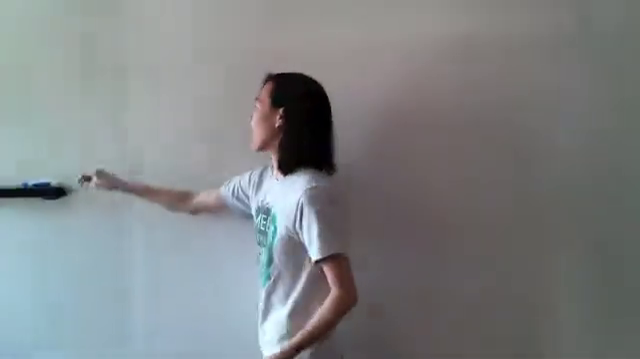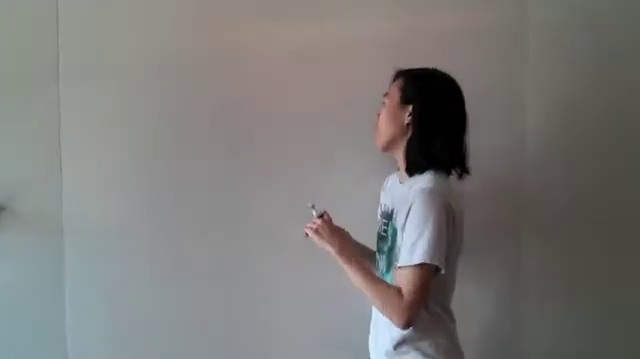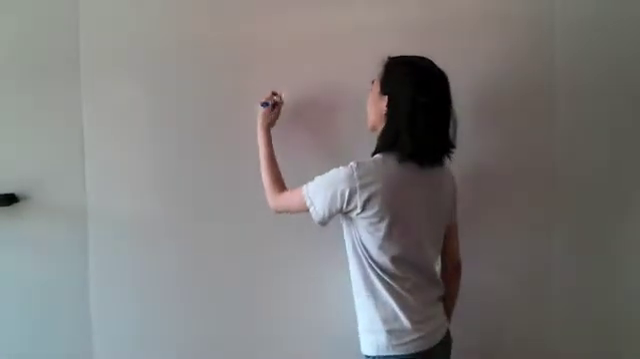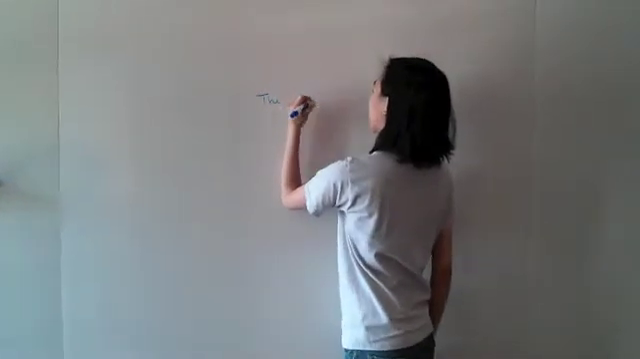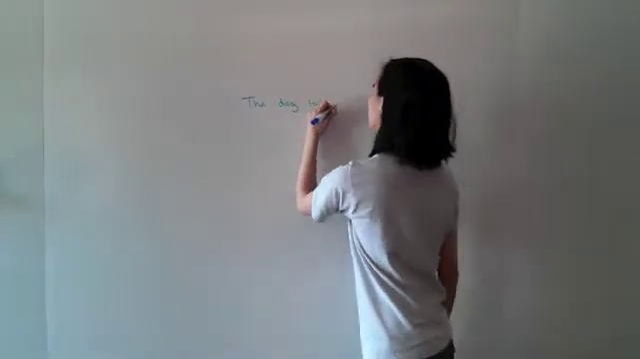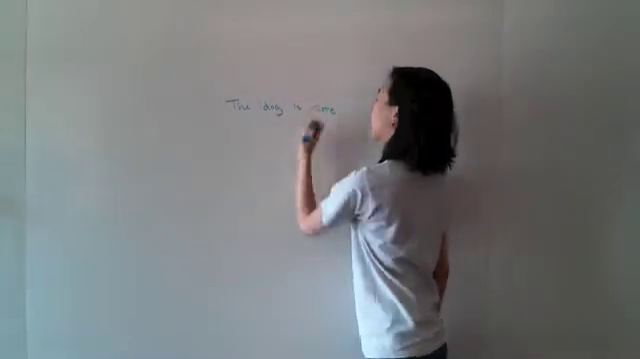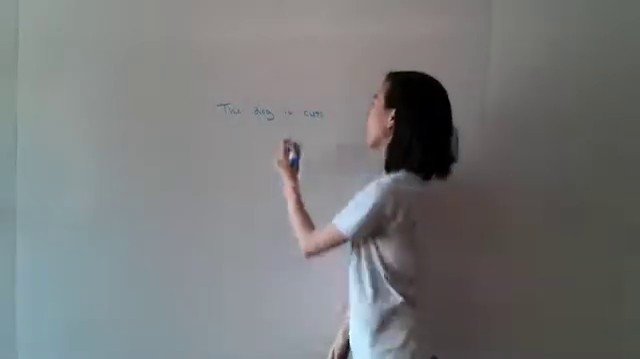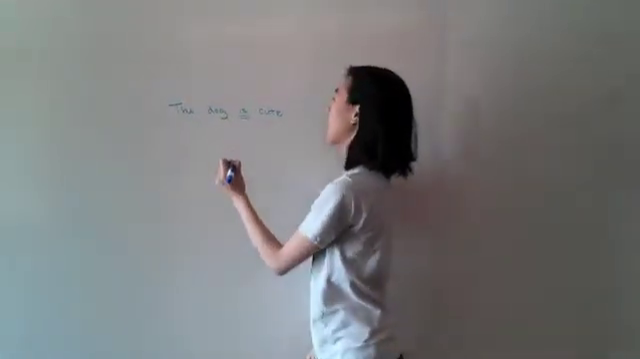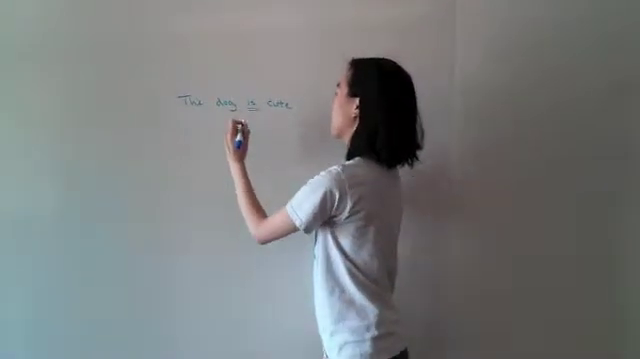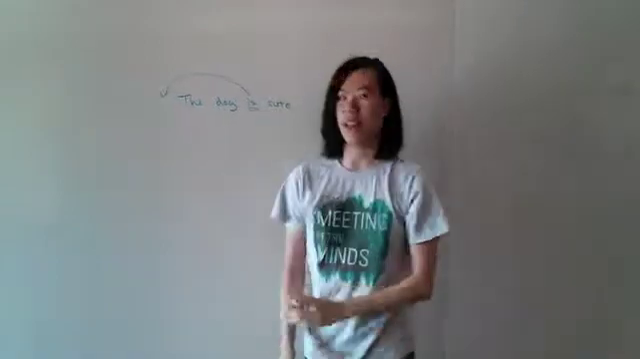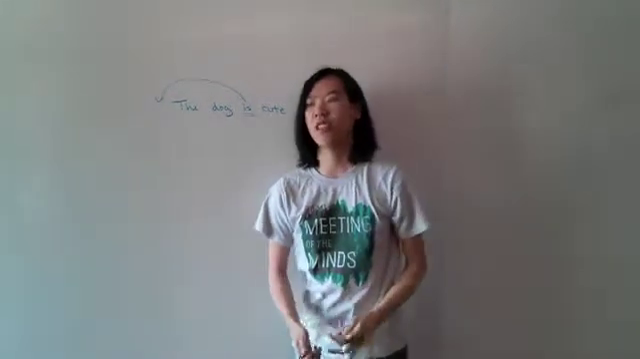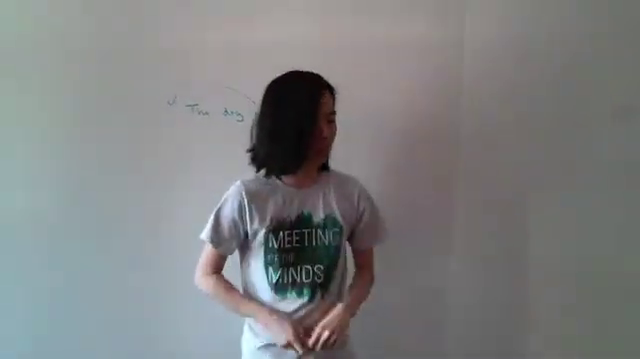For example, if we have the sentence, the dog is cute, then we would find the word is, and we would simply move is to the beginning of the sentence and ask, is the dog cute? Which the answer would then be yes.